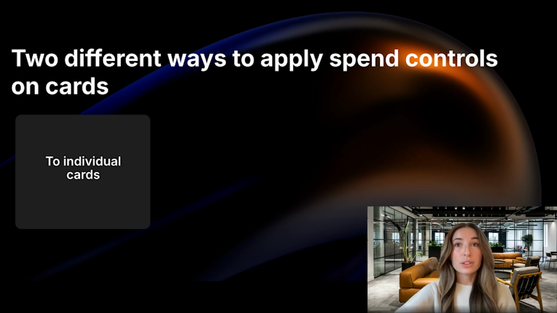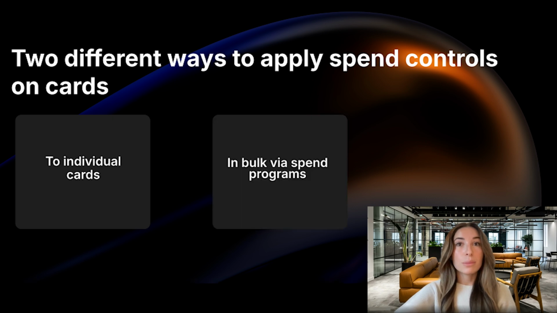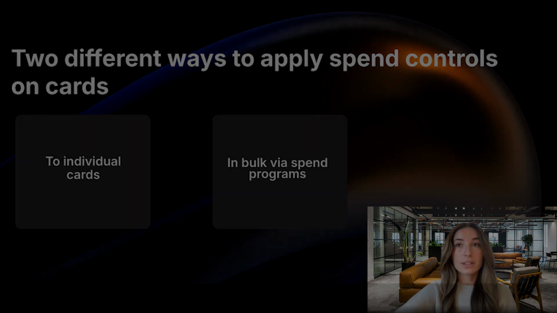There are two ways to create and apply spend controls on cards, either to individual cards or in bulk via spend programs. For example, let's say you have a card that you're using to make a regular subscription payment. You can set up a monthly limit to ensure spend doesn't exceed your expected budget and limit the categories a card can be spent on.